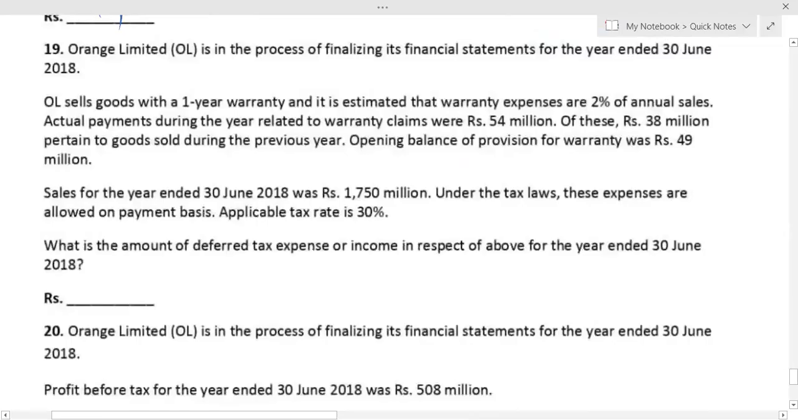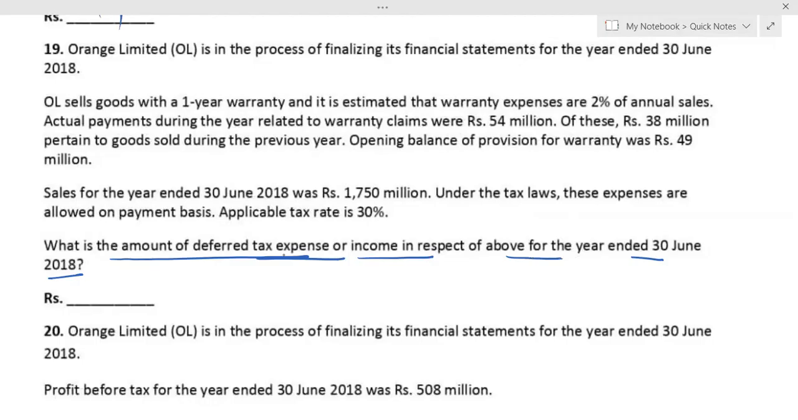Okay. What is the amount of deferred tax expense or income in respect of the above for the year ended 30th June 2018? What is the amount of deferred tax expense? Obviously, if the deferred tax liability increases, then it is deferred tax expense. If the deferred tax liability reduces, then it is deferred tax income.